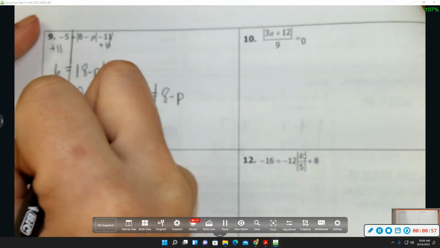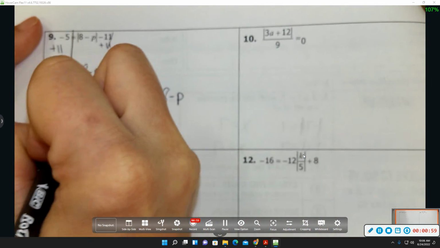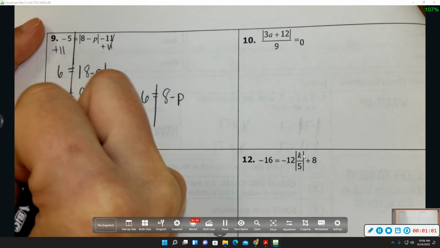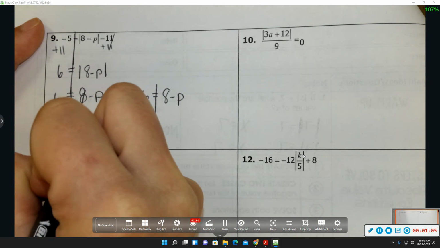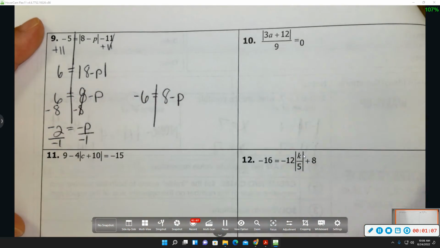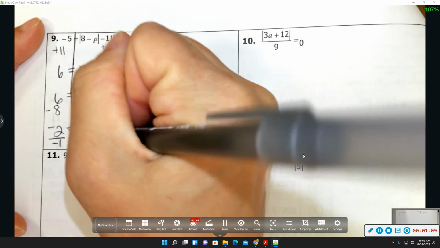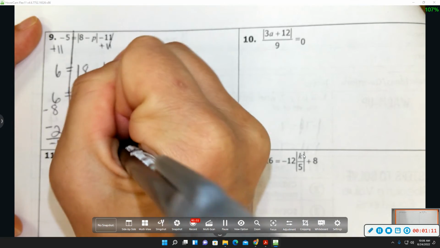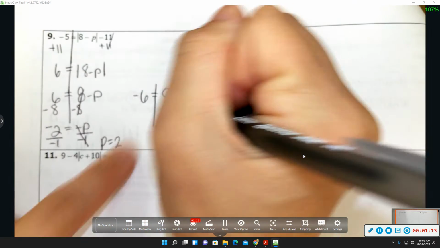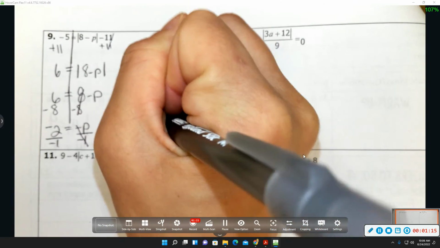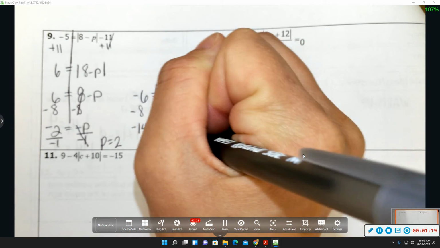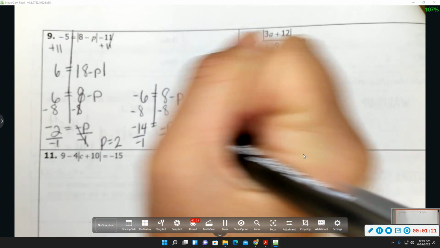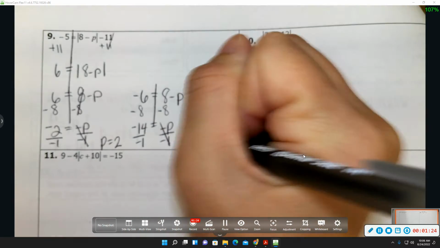And then you're just going to equation solve. So here I'm just going to subtract 8. Negative 2 equals negative p. Divide by negative 1 to get rid of that negative right here. So p is equal to 2. Same thing over here. Again, I have to divide by negative 1 because of the negative in front.